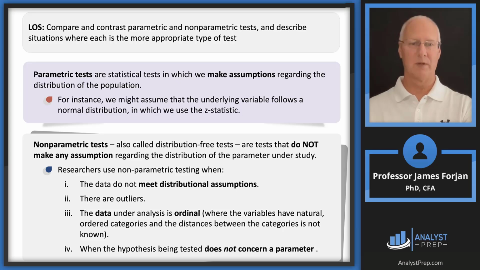Well, how about some conditions under which non-parametric testing is appropriate, right? The data do not meet distributional assumptions. So maybe there's skewness, maybe there's kurtosis, maybe it's some other kind of distribution. But the second one is probably a really good exam question: when there are outliers.